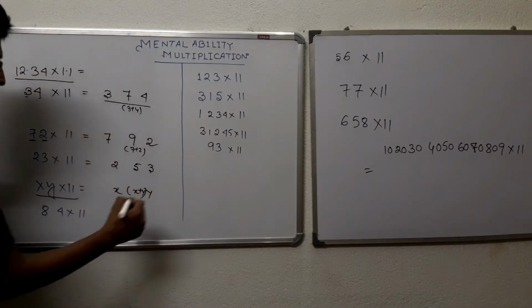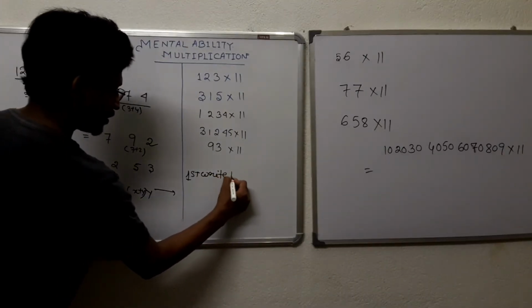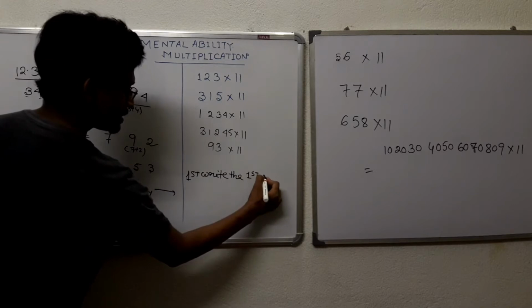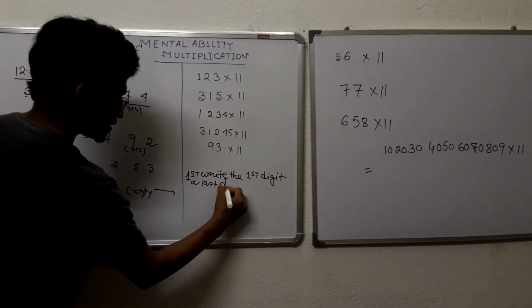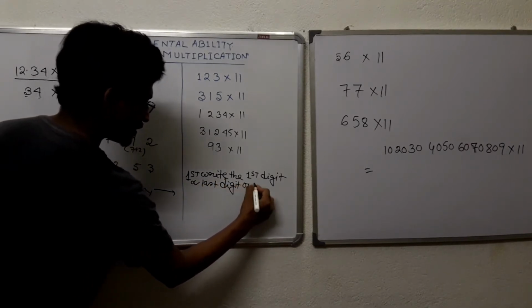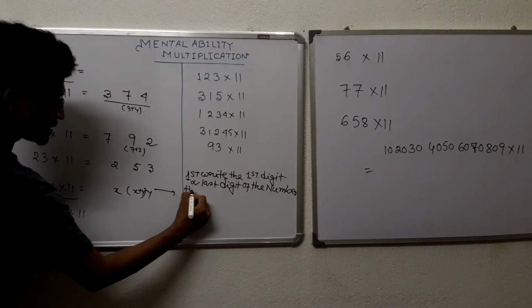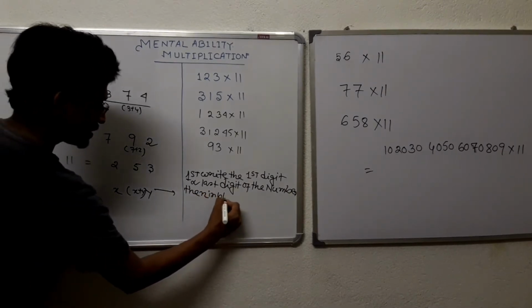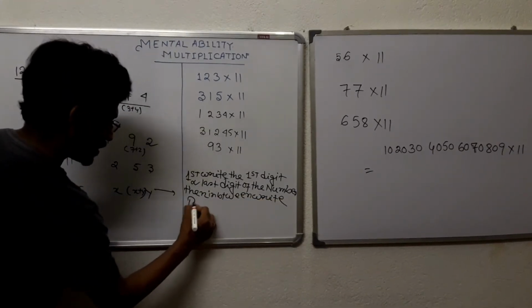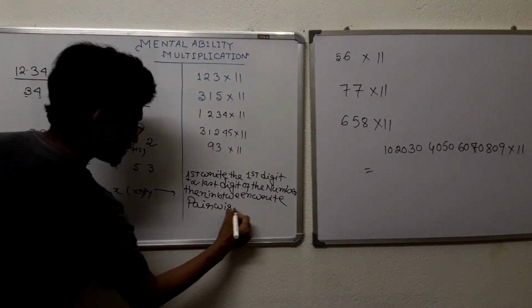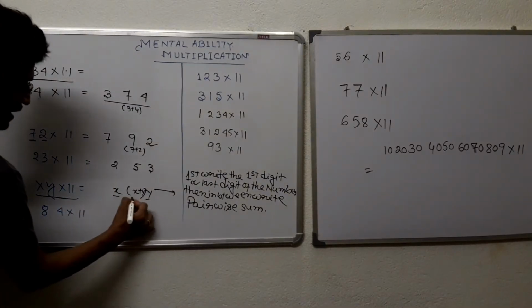So the rule is that first write the first digit and the last digit of the number, and then in between write the pairwise sum. Here you see that if it's x and y, the pairwise sum is x plus y.